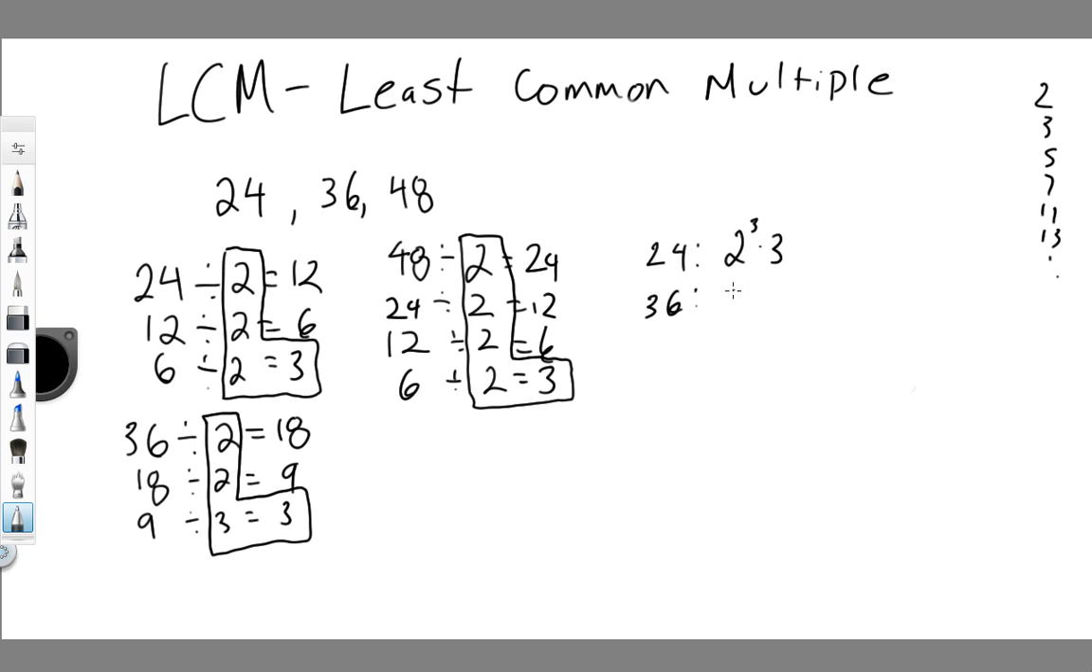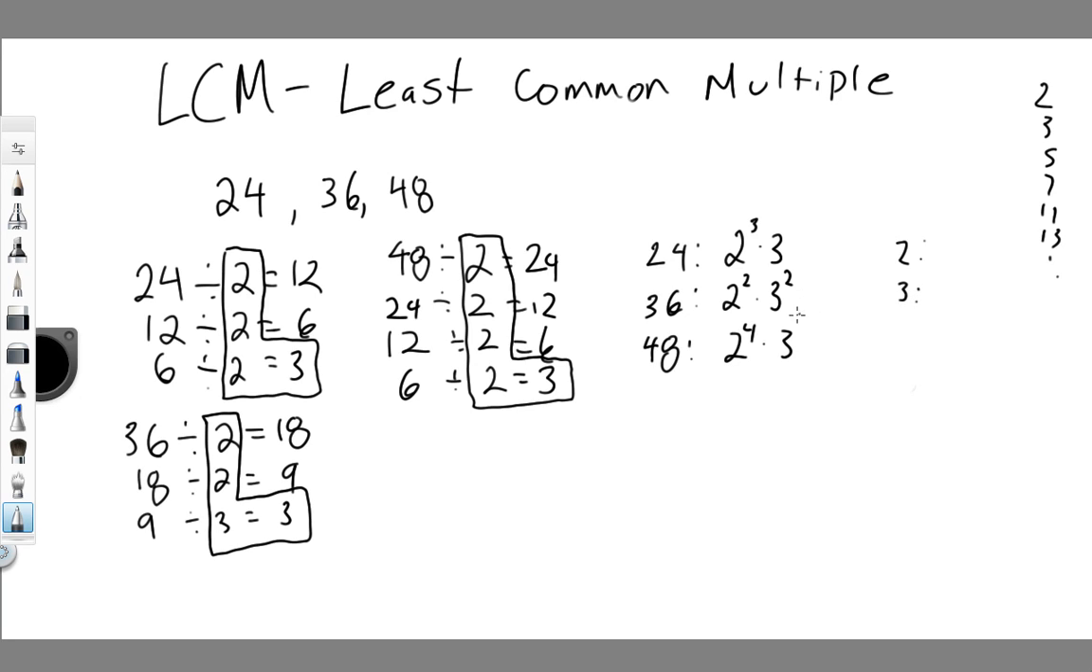So 36 is 2 squared times 3 squared. And 48 looks like 2 to the 4 times 3. So this one's actually really interesting. So remember, you look for the highest power of each number that occurs in the prime factorizations. So there are actually only 2 numbers that occur. We got a 2 and a 3, unlike in the last one where we had a 5.